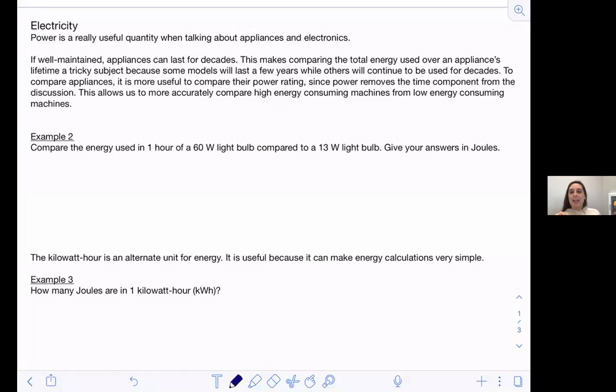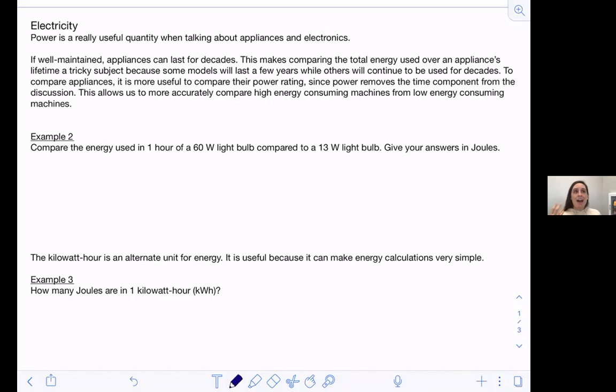appliance, then it would be really difficult to just talk about how much total energy that appliance is going to use. Mostly because some appliances might live for like 2 or 3 years, while a different model of that same appliance could live for decades. So the one that goes on and on and on for decades would have a way higher total energy use over its lifetime, but that's just because its lifetime was so much longer.